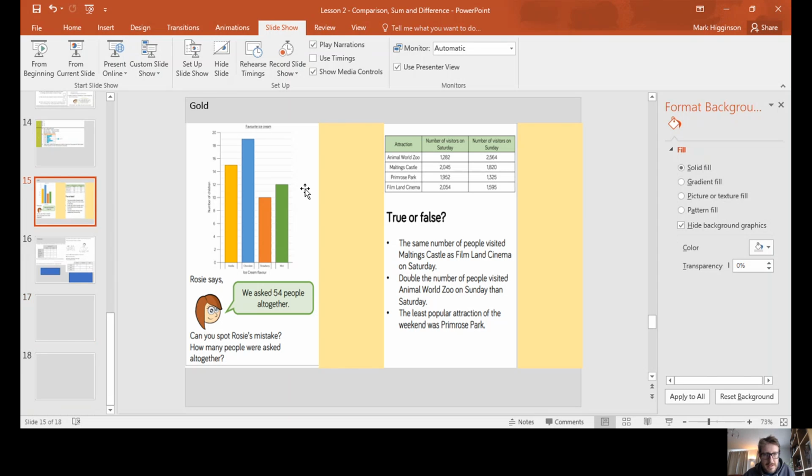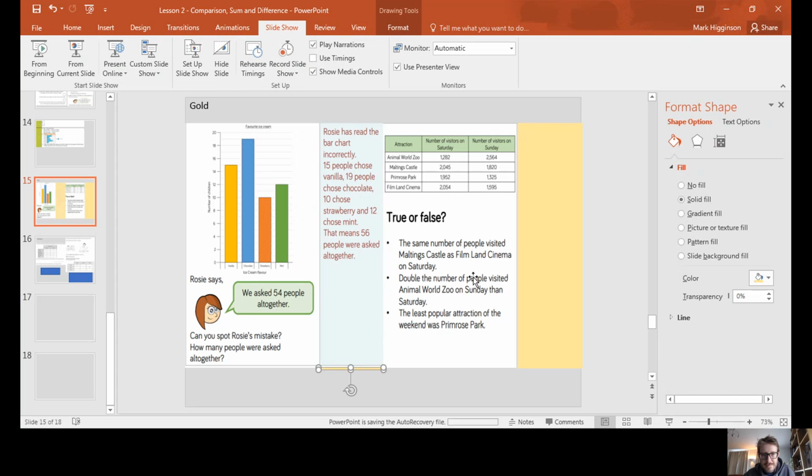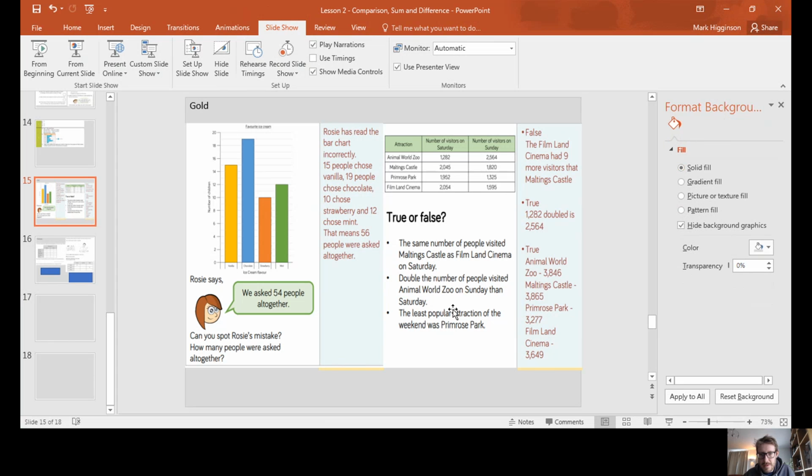Let's bring up the answers for the gold questions. So here are the answers for the gold. Rosie says we asked 54 people altogether. Can you spot Rosie's mistake? How many people were asked altogether? Rosie read the bar chart incorrectly. 15 people chose vanilla, 19 people chose chocolate, 10 chose strawberry, and 12 chose mint. That means 56 people were asked altogether.